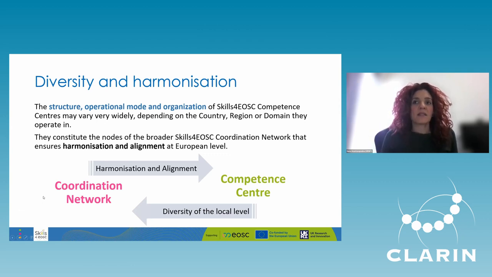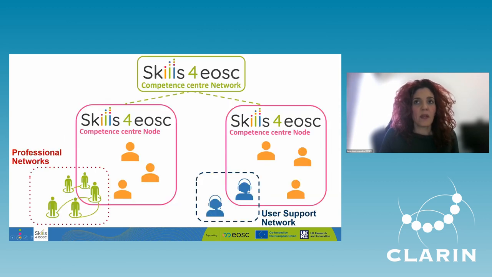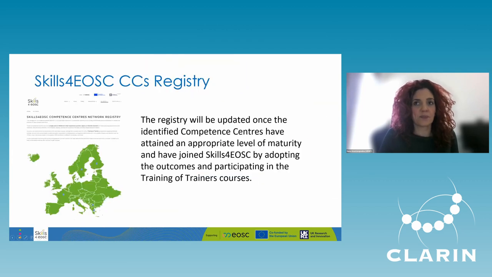Our network balances diversity and harmonization. The Skills4EOSC competence centers vary very widely depending on the country, region, or domain they operate in. Yet the Skills4EOSC coordination network ensures harmonization and alignment at the European level. So this is the network structure, which is designed to maximize impact and reach. Each competence center is connected to the broad network and simultaneously connected to local professional and user support networks. This way, we ensure that there is an efficient flow of open science skills and knowledge from a European level down to individual researchers and professionals.